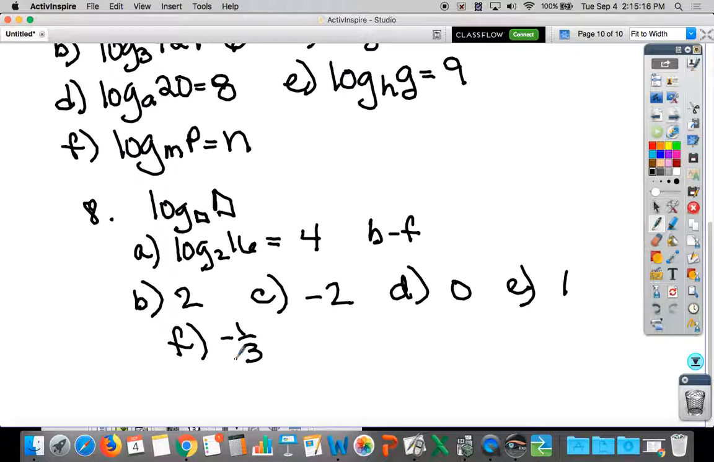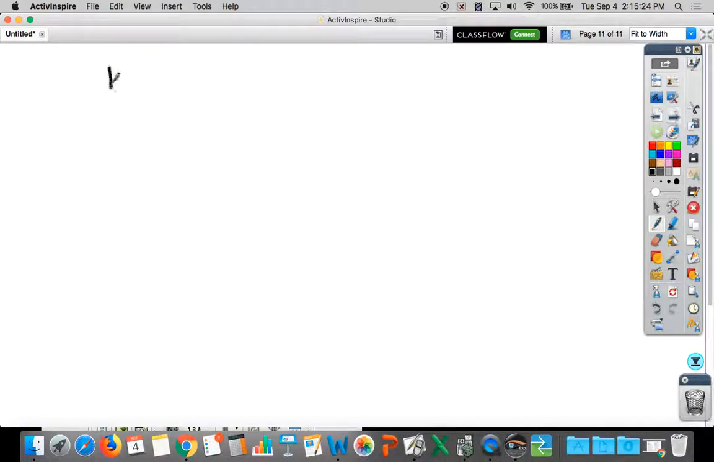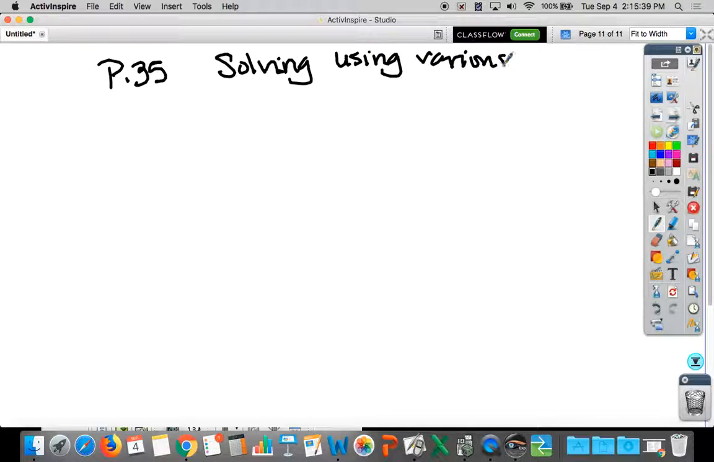All right, so the last thing that we're going to do in this particular section is number 9 at the top of page 35. Now, this is solving. You are finding the value of y, and this is going to be solving using various methods. The best thing to do on these is to change from log to exponential form. So I don't want you to get ahead of me. I'm going to work the first couple with you.